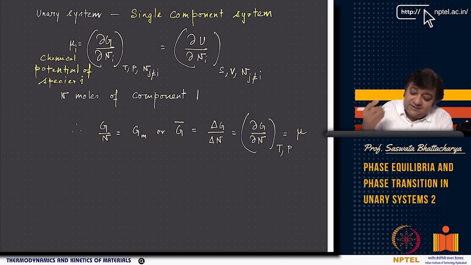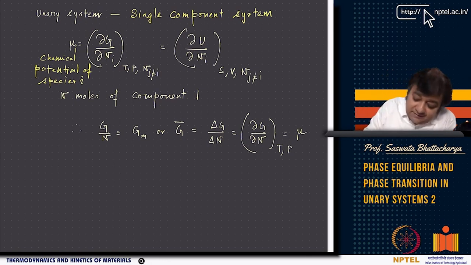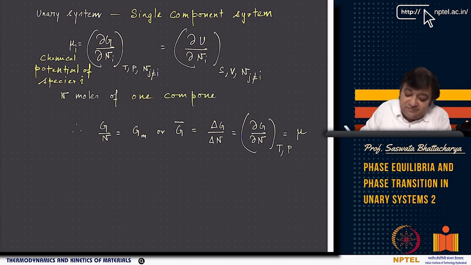But when we have a single species or a single compound, it's like a pure species, like pure silicon or pure iron or pure water. There is nothing else in the mixture. It's only n moles of one component and one component only. So we are looking at phase change or phase transition in a single component system, which is a pure system.